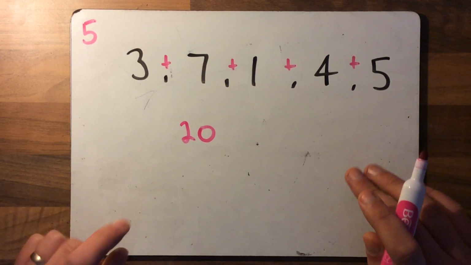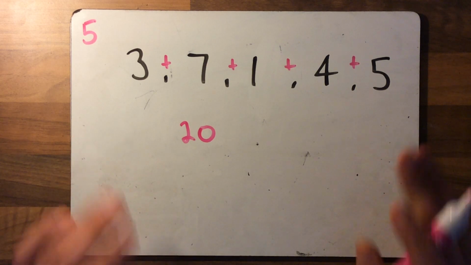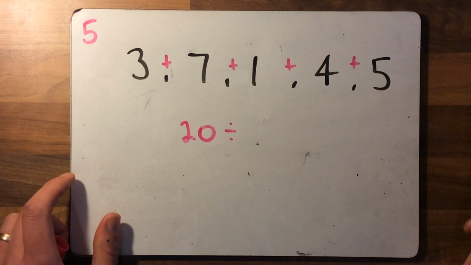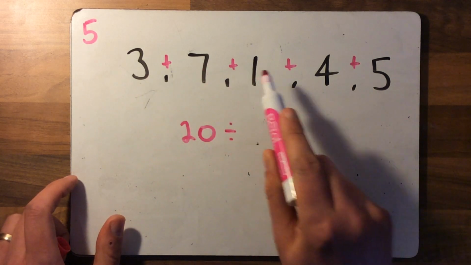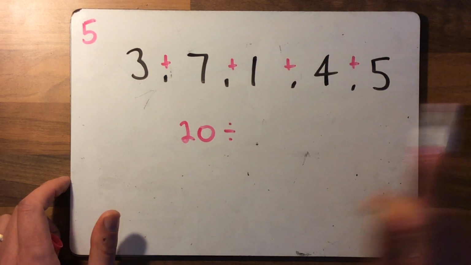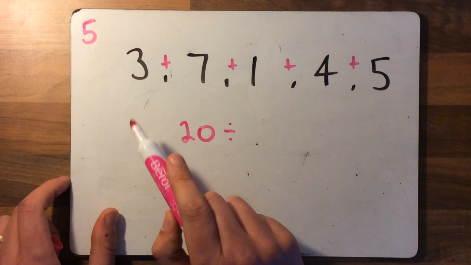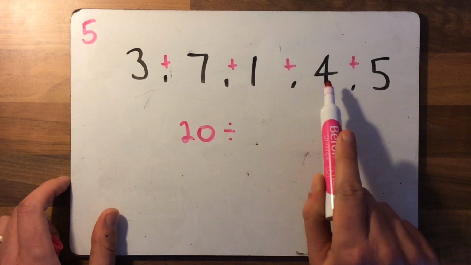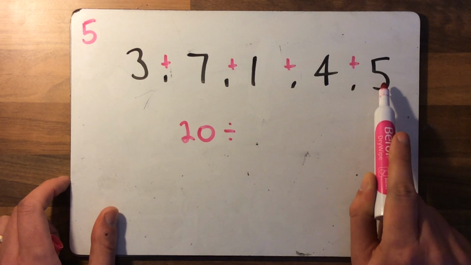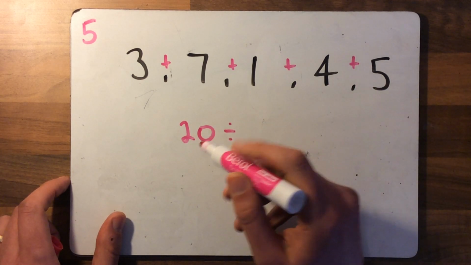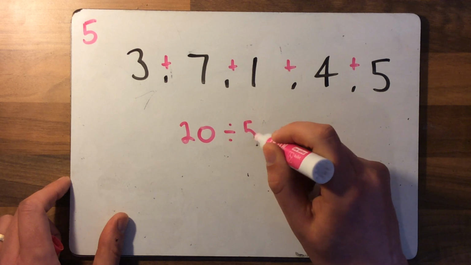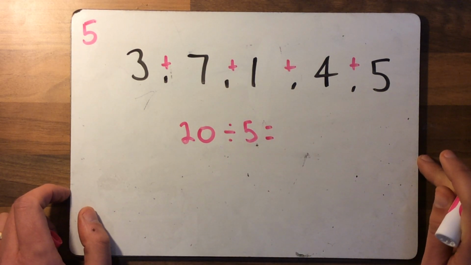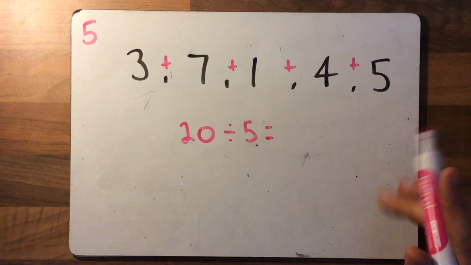But if I wanted to find out the average number of pets, the mean number of pets, what I need to do then is I need to divide the total number by how many people responded to that question. And we know that 5 people responded to that question. This person said 3, this one said 7, this one said 1, this one said 4, and this one said 5. So that's why we do 20, the total number, divided by 5, the number of people who were asked the question.